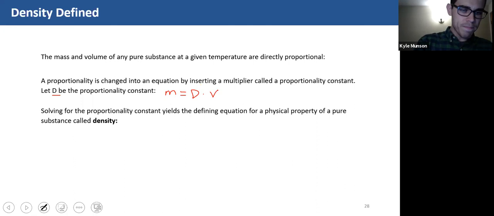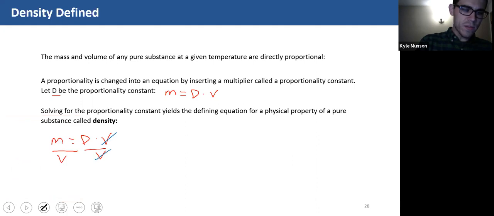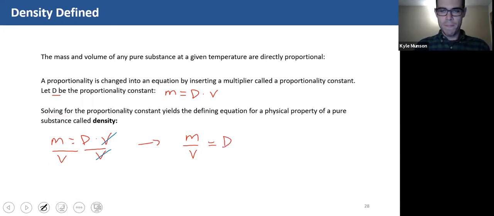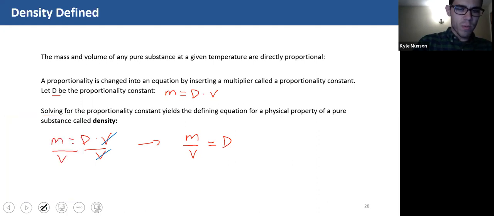So in other words, if we have mass is equal to this proportionality constant times volume, if we divide both sides by the volume, the unit of volume cancels on this side, okay? And we're left with mass divided by volume is equal to density, okay? So this is our equation for density. The proportionality constant here is what we will define as density.